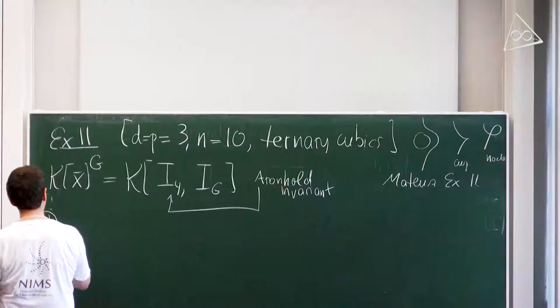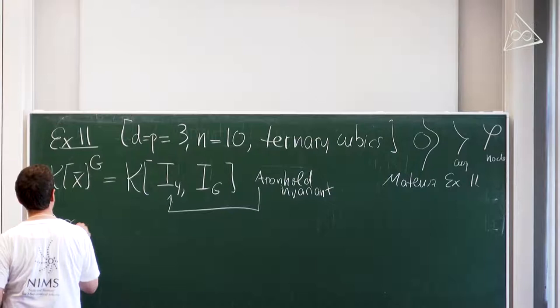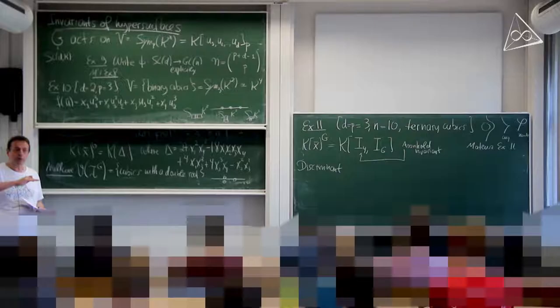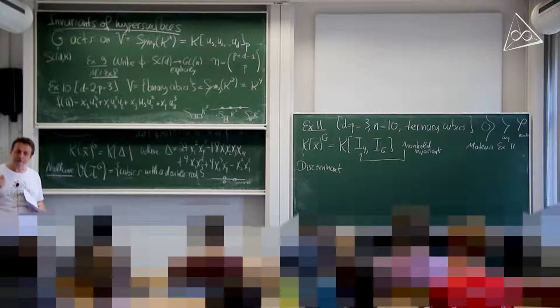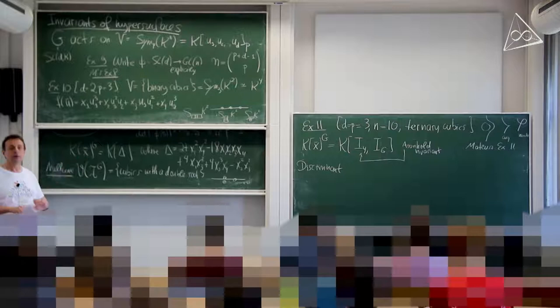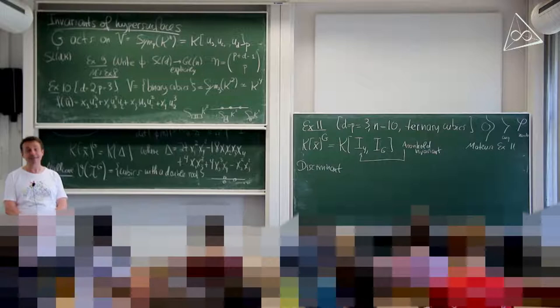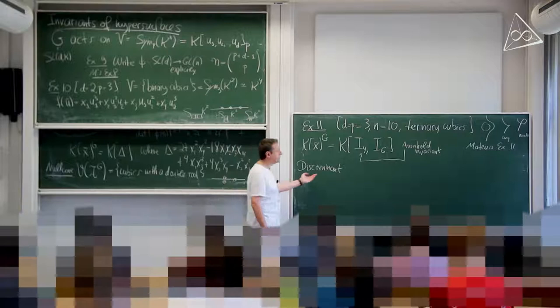We have a discriminant. The discriminant is a polynomial of degree 12 in the 10 coefficients. A small polynomial has about 2,000 terms. It vanishes if and only if the cubic curve has a singular point. So that's the analog to this discriminant. Having a singular point is a geometric property. Therefore, according to Felix Klein, it is expressible in terms of an invariant. There is an invariant, the discriminant of degree 12.